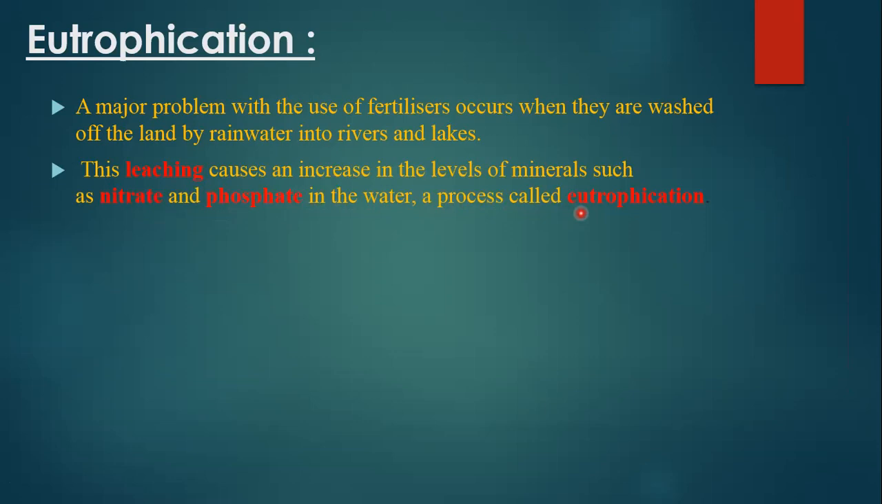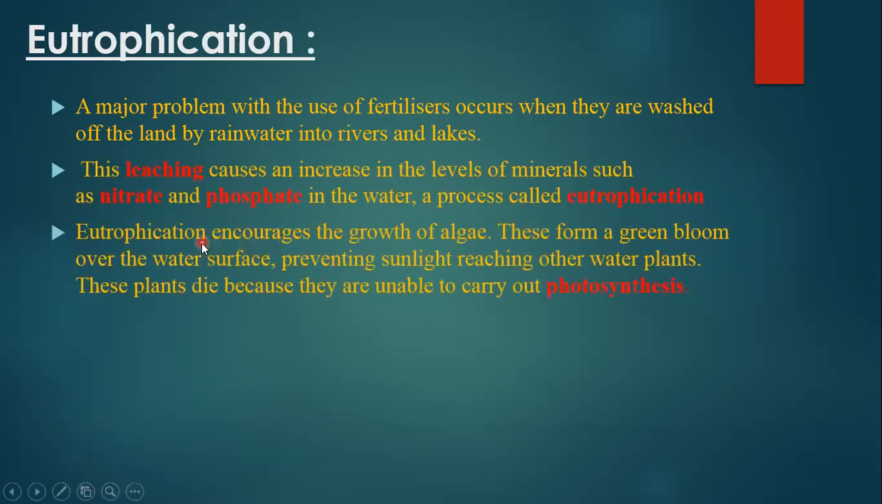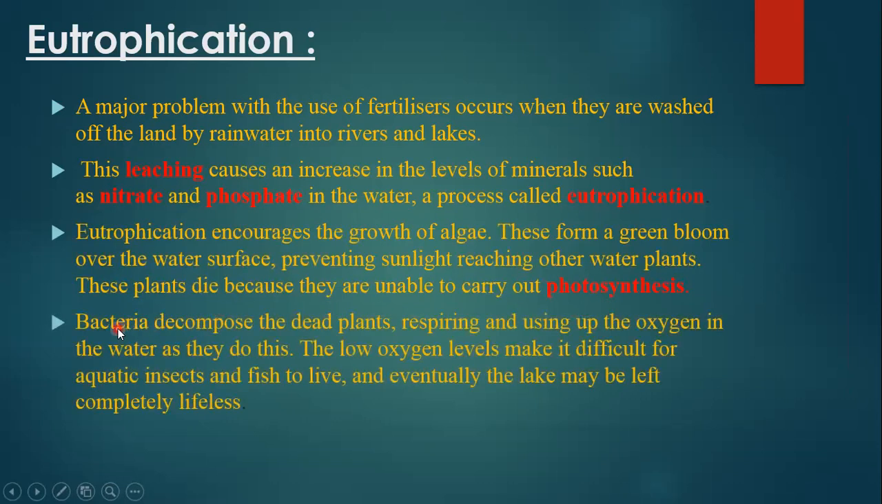What happens by eutrophication? It encourages the growth of algae. These form a green bloom over the water surface. It prevents the sunlight from reaching other water plants, and these plants die because they are unable to carry out photosynthesis. As a result, bacteria decompose the dead plants.